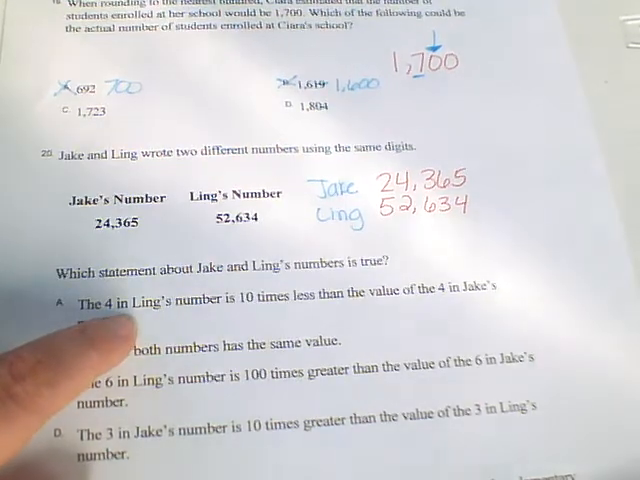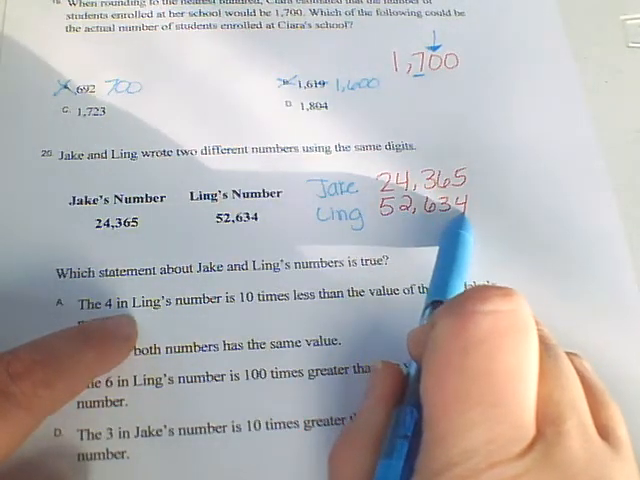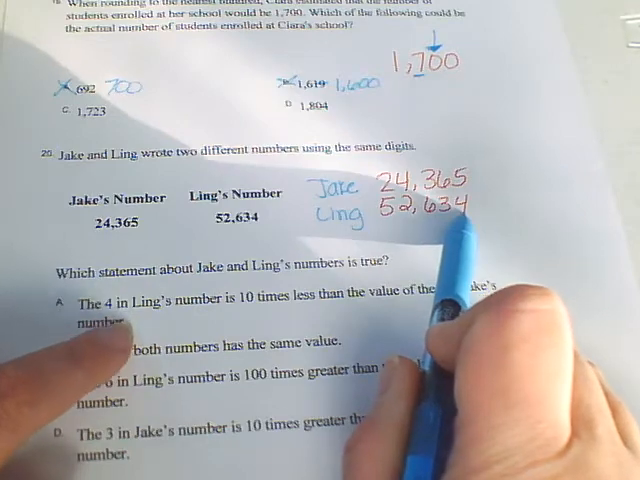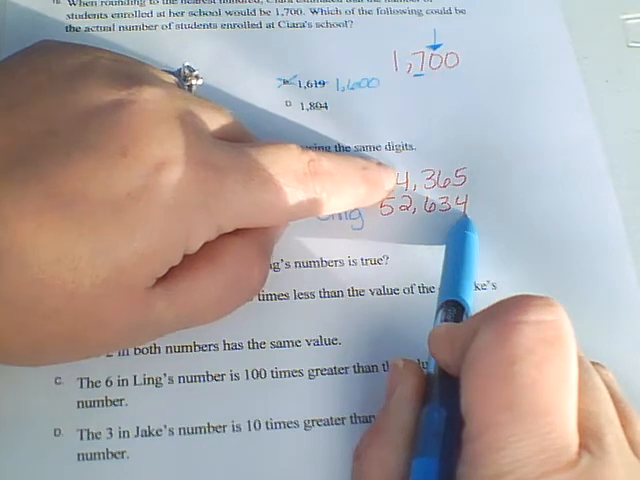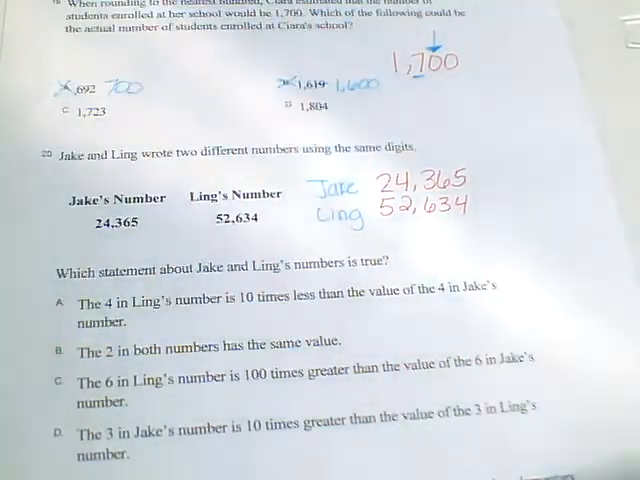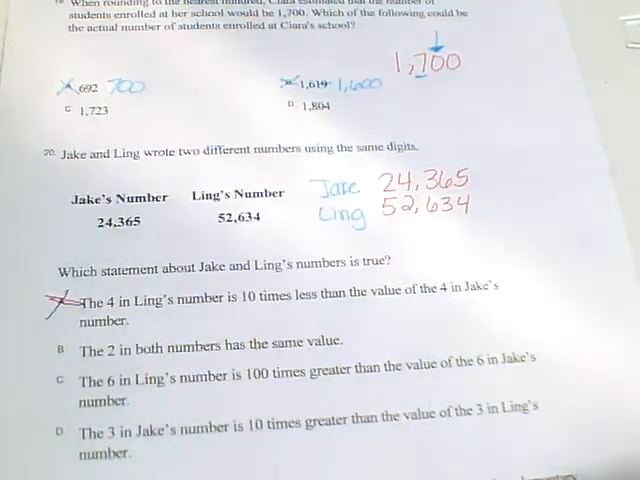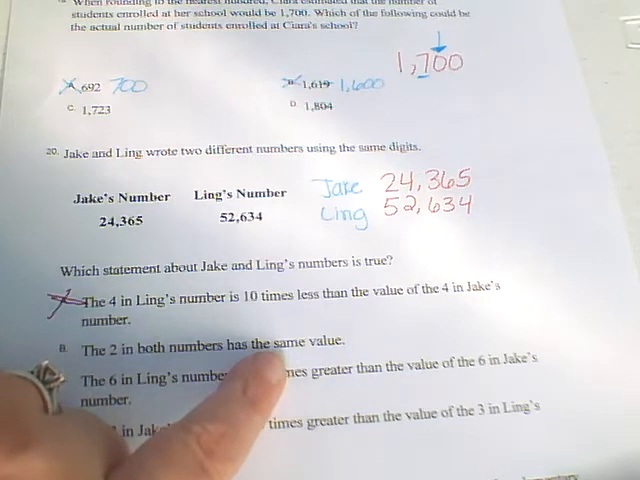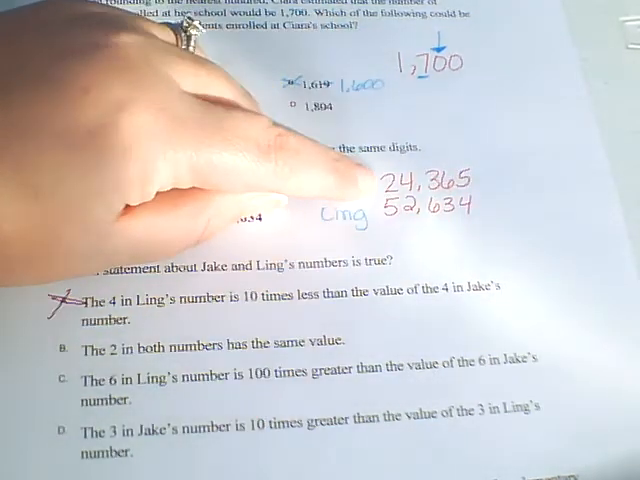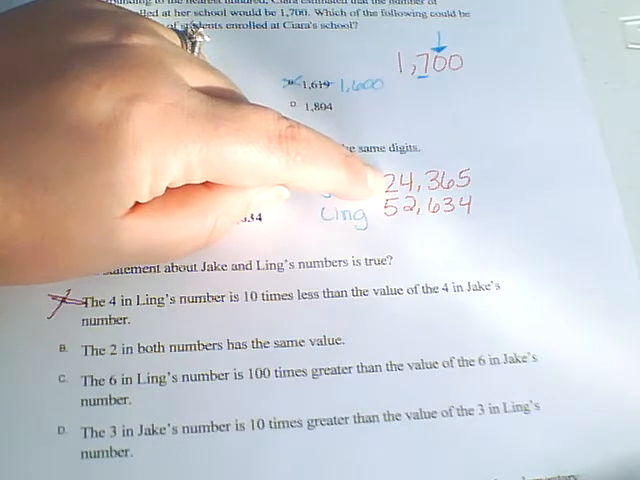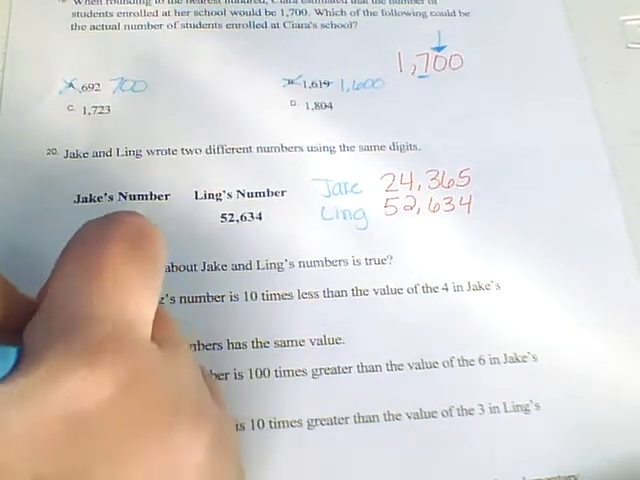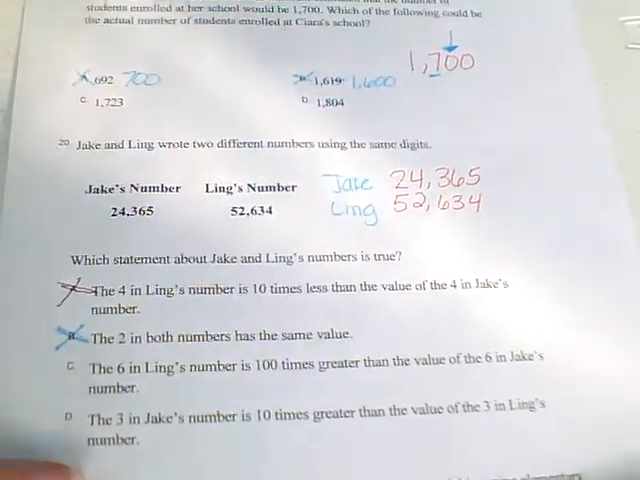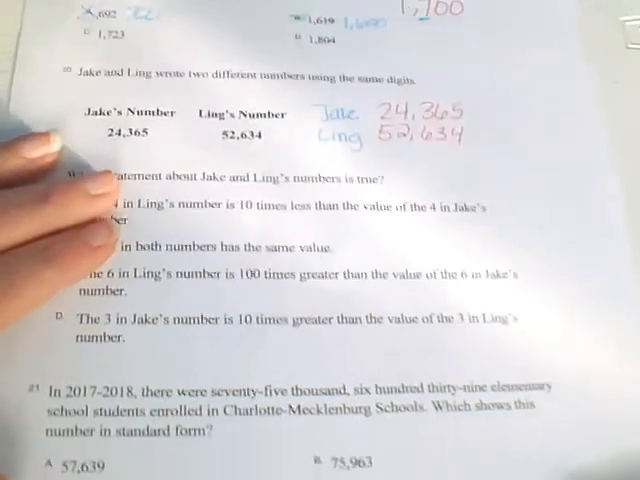The 4 in Ling's number is 10 times less than the 4 in Jake's number. Well, they are more than 1 jump away, and 1 jump equals 10. So I know that that cannot be right. The 2 in both numbers has the same value. Well, the 2 in Jake's number is in the 10,000s place, and the 2 in Ling's number is in the thousands place. So I know that can't be right. All right, keep looking at C and D to see if you can figure it out.